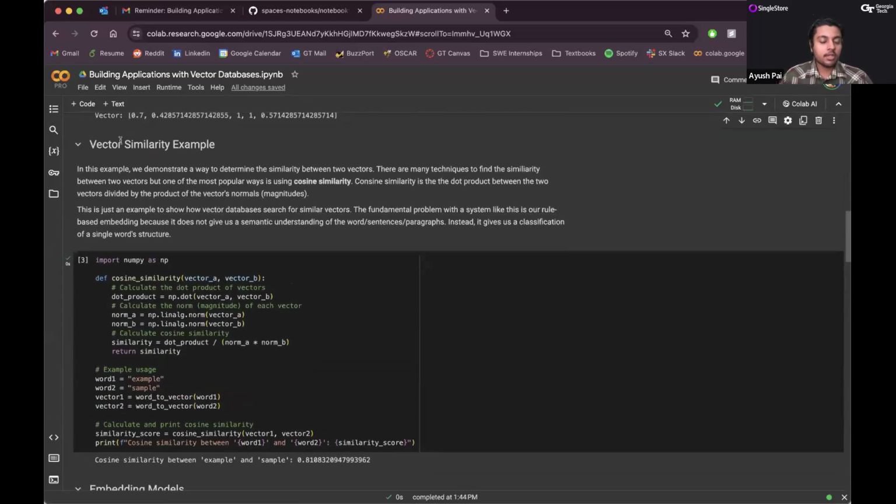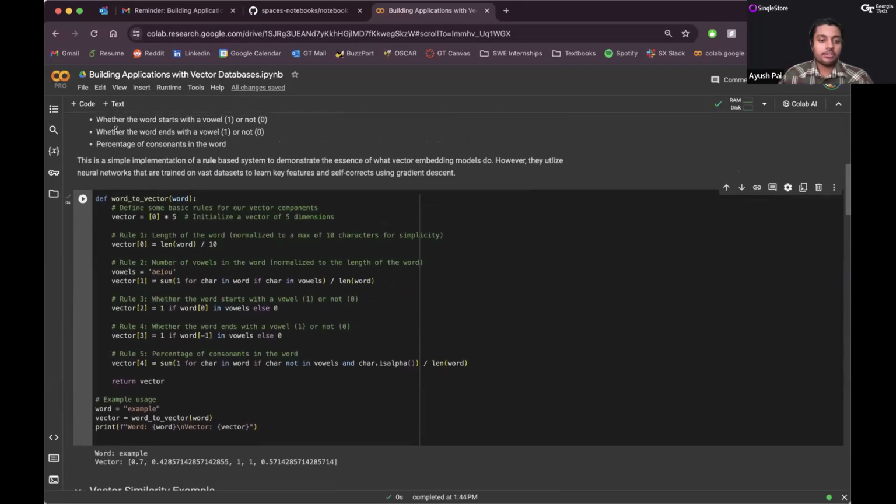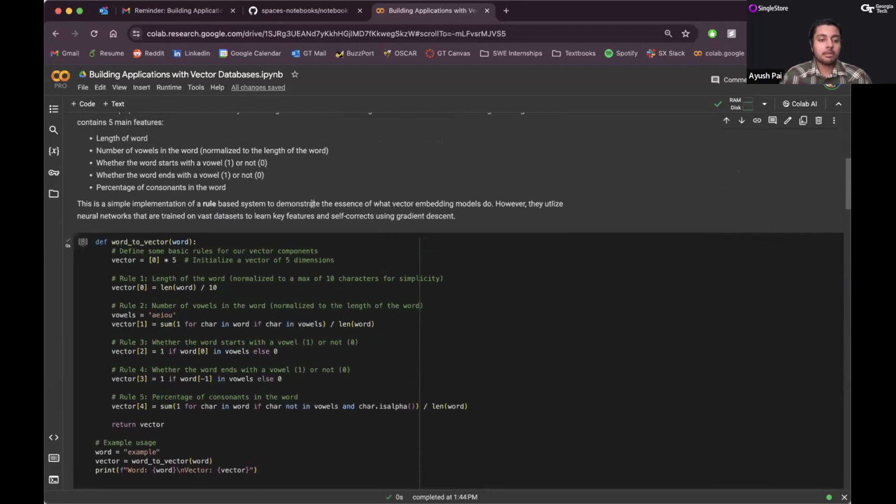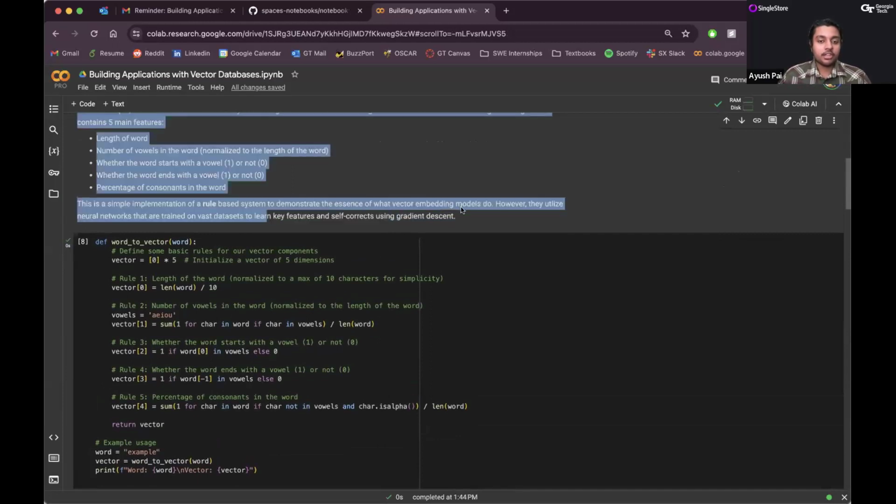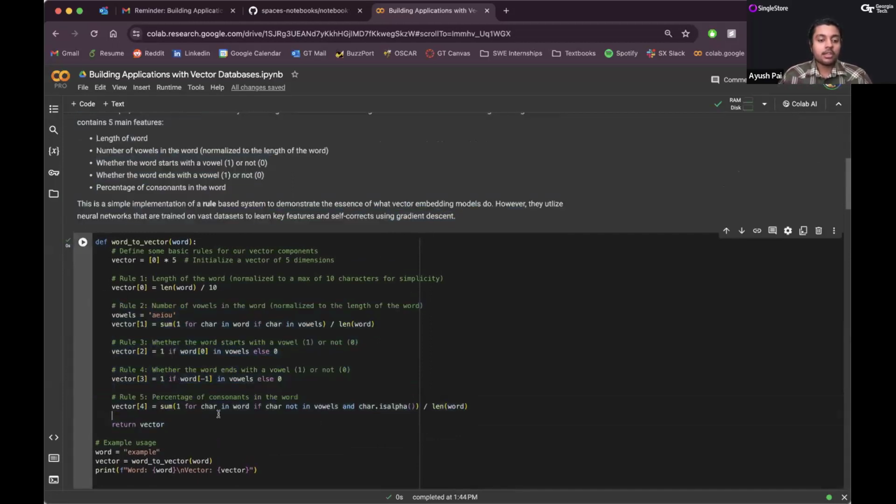If you scroll down here, and again, just to clarify, this is just a simple implementation of a rule-based system, to demonstrate the essence of what vector embedding models do. They utilize neural networks trained on vast data sets to learn these key features instead of defining them up front.